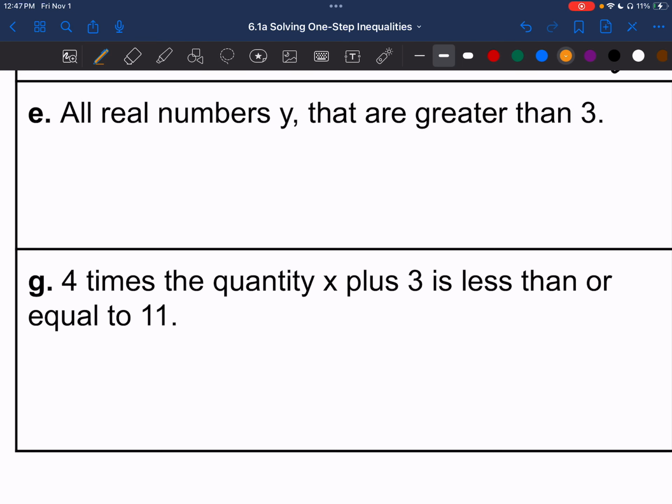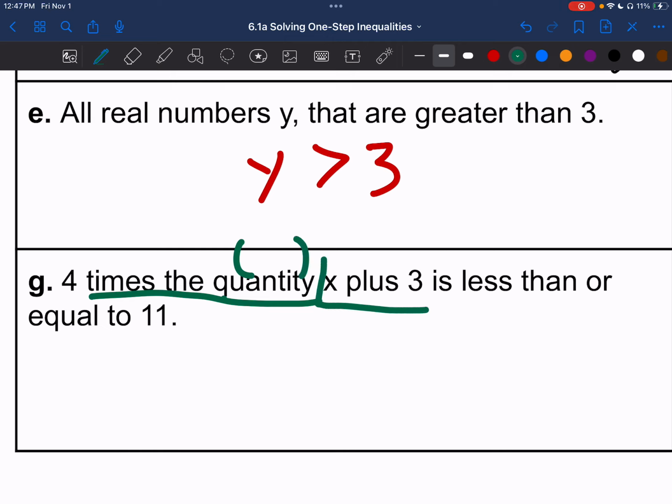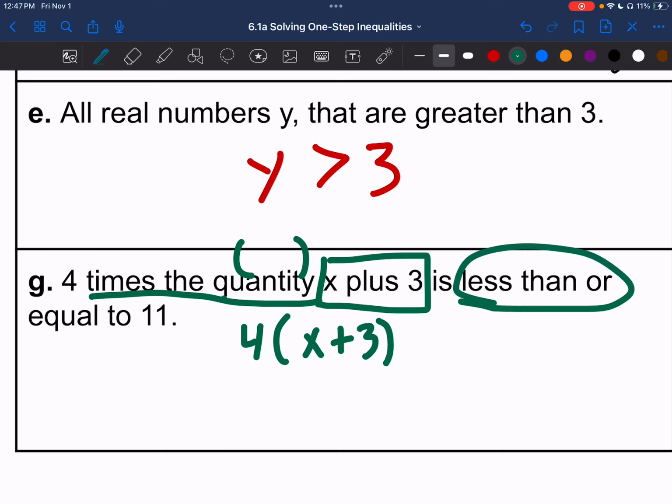Letter E, all real numbers y that are greater than 3. Y greater than 3. Letter G, 4 times the quantity x plus 3. Well, times the quantity meant we had parentheses, and we have x plus 3 on the inside of those parentheses. So you have 4 times the quantity x plus 3 is less than or equal to 11.